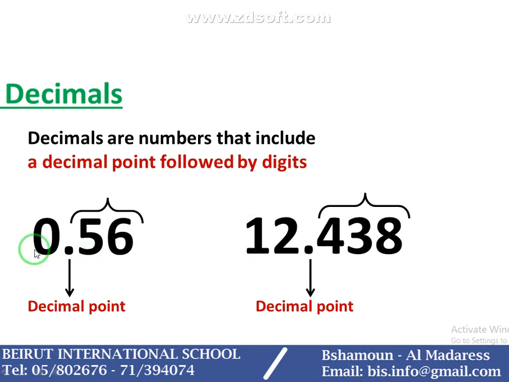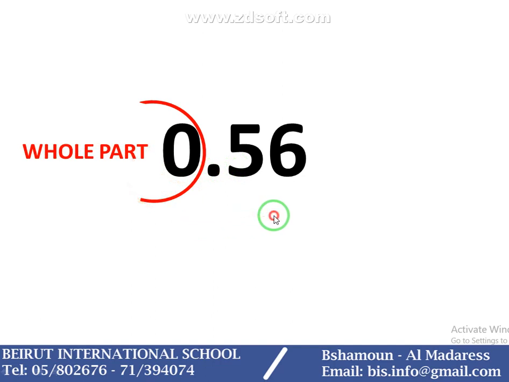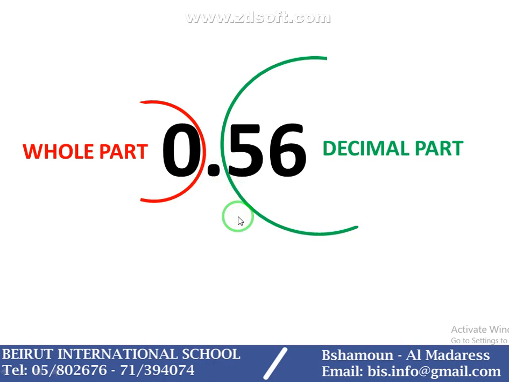This number is read as 0.56 and this number is read as 12.438. Let's consider 0.56. All of the digits that are placed before the decimal point are called the whole part, and all the digits that are placed after the decimal point are called the decimal part.